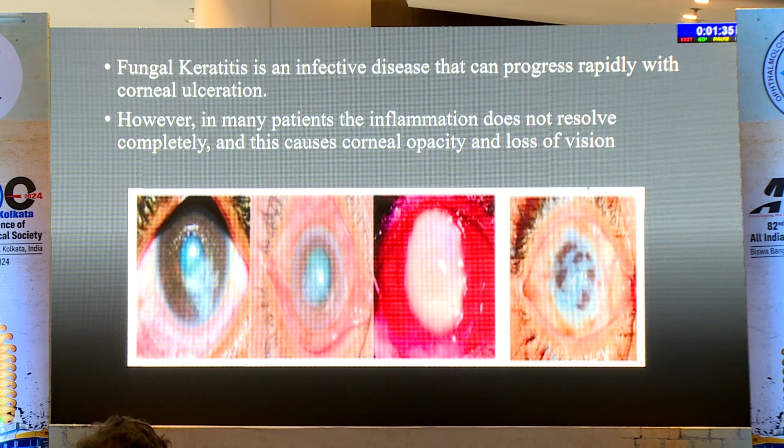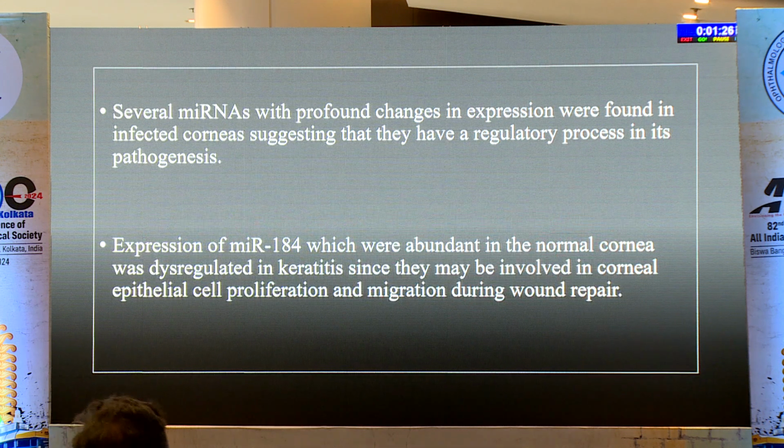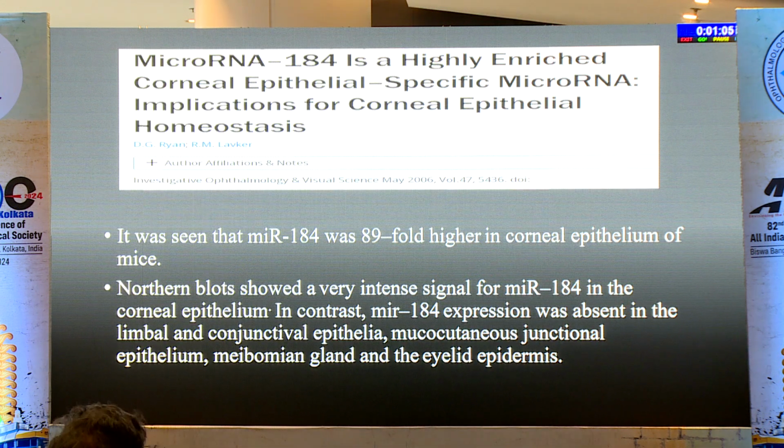So coming to the discussion, we know fungal keratitis is an infective disease that rapidly progresses. It can cause corneal opacity and loss of vision. Several miRNAs with profound changes in expression were found in infected cornea, suggesting that they have a regulatory role in its pathogenesis. Expression of miRNA-184 is abundant in normal cornea and was dysregulated in keratitis, since it may be involved in corneal epithelial cell proliferation and migration during wound repair. Another study done on mice, in 2006, saw that miRNA-184 was 89-fold higher in the corneal epithelium of mice, and in contrast, its expression was absent in limbal conjunctival epithelium.